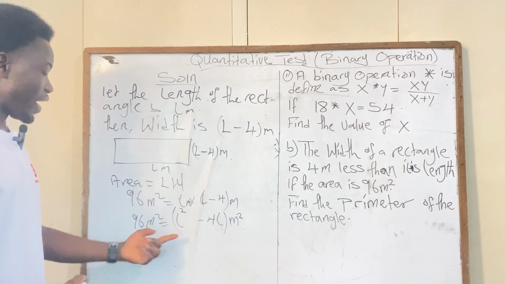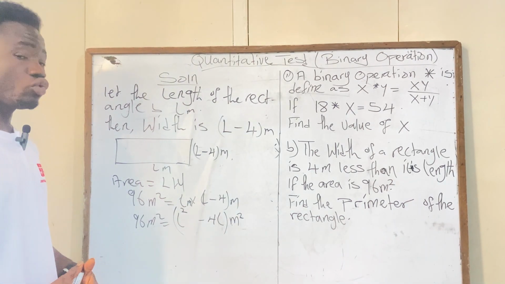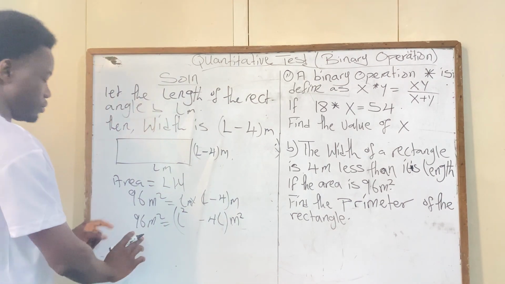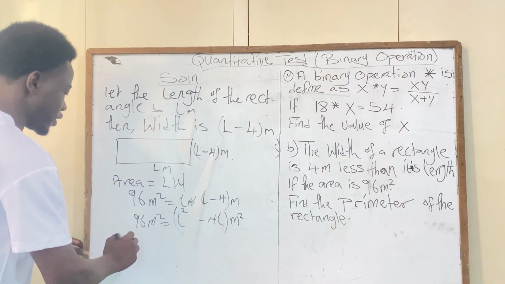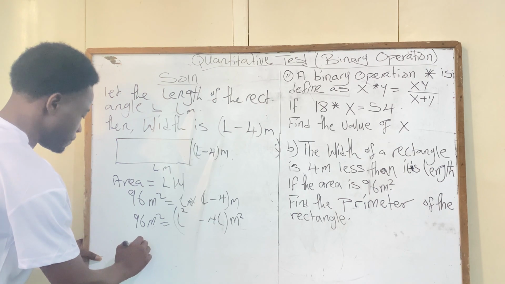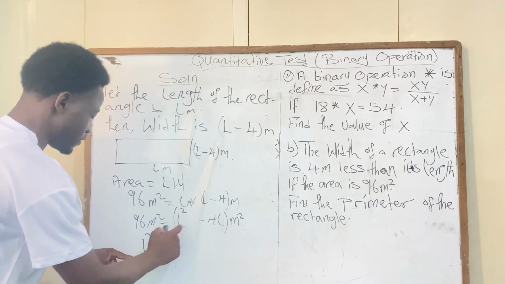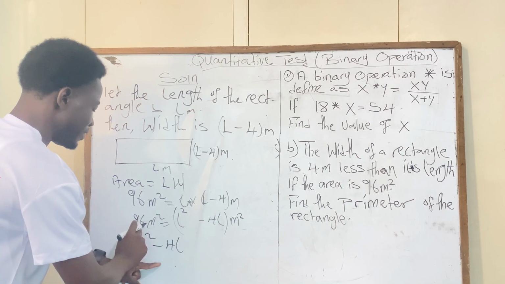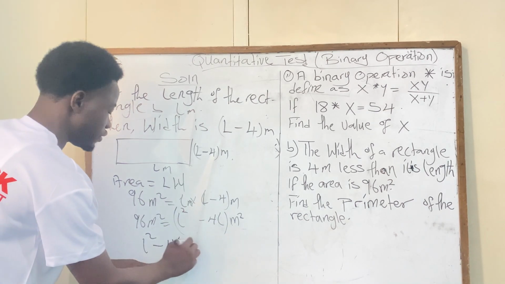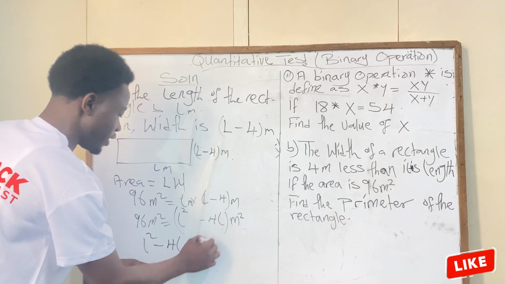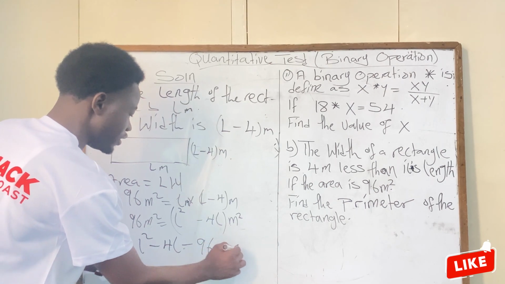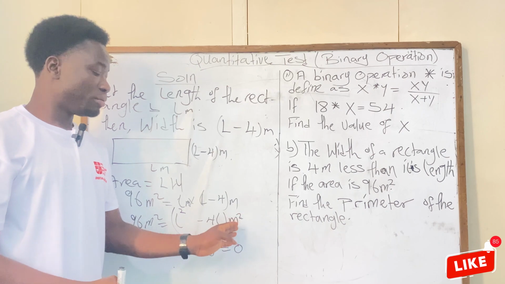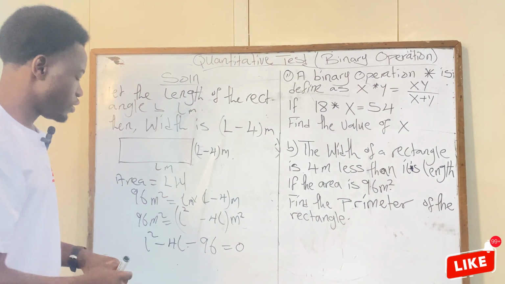And after this, I can go and group like terms. So I can remove all the meters and just start working it onward. So I have L squared, which is this, minus 4L. This 96 coming across the equal sign is going to be minus 96 and is equal to 0. I just group like terms, but eliminating the meters. We'll put it when we finish solving.